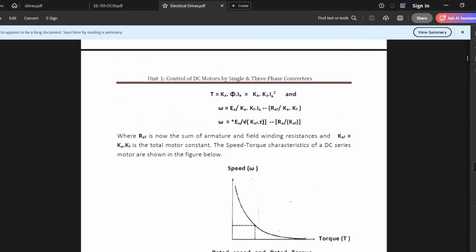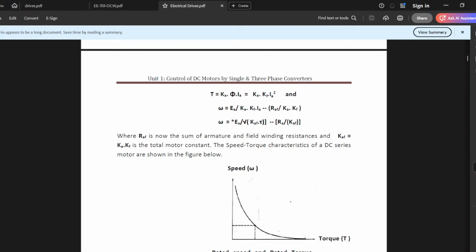IA is root under torque upon KA KF. So IA becomes EA, root under torque and root under KA KF. And root under torque and torque will cancel out to get root under torque. So it will become EA upon root under KAF torque minus RA upon KAF.